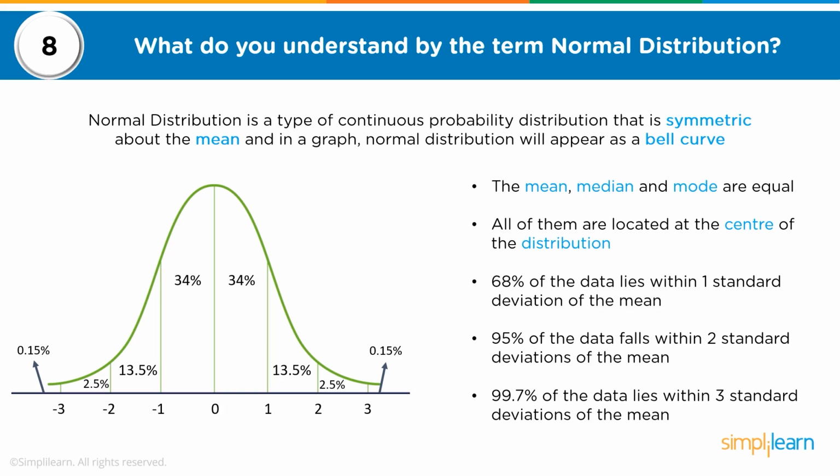68% of the data lies within one standard deviation of the mean. 95% of the data falls within 2 standard deviations of the mean. 99.7% of the data lies within 3 standard deviations of the mean.